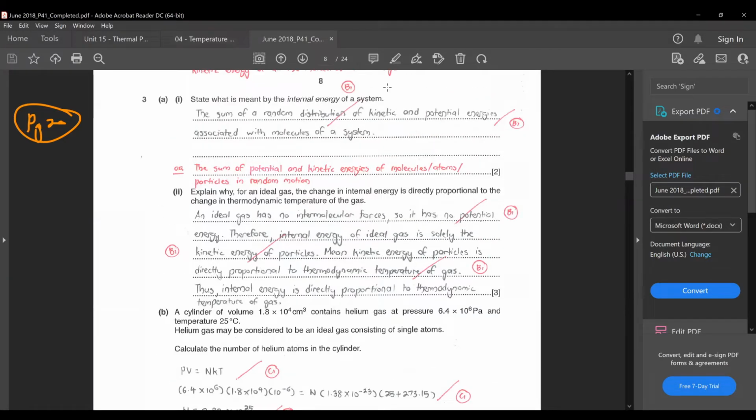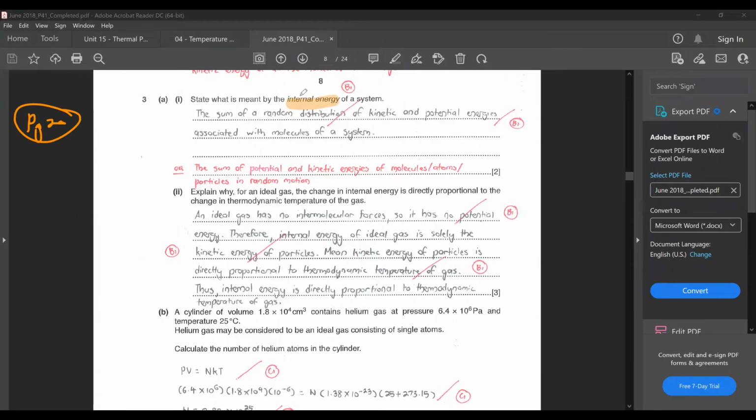What is meant by internal energy of a system? This is again the definition question which I already mentioned last week. You just need to say it is the sum of a random distribution of kinetic and potential energies associated with molecules of a system. Okay, so two keywords here. You need to have mention of random.